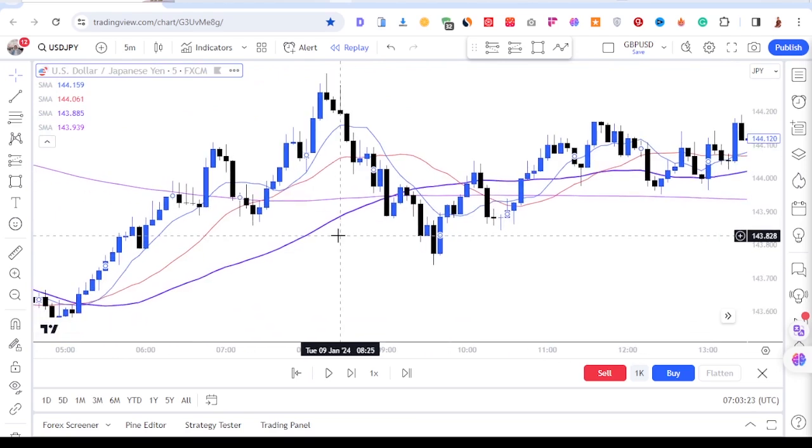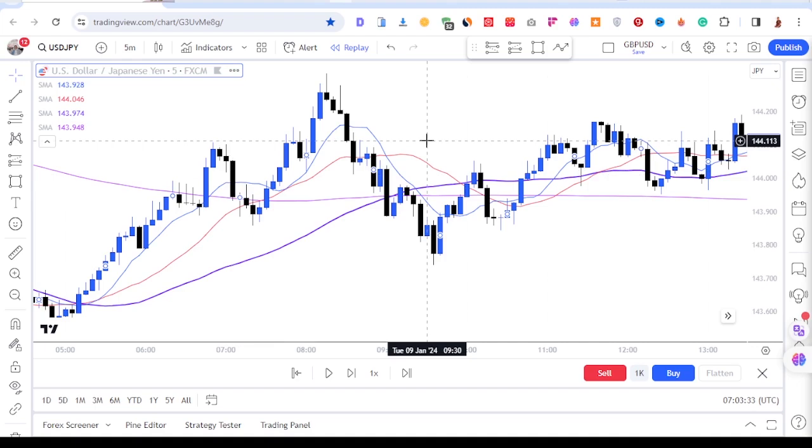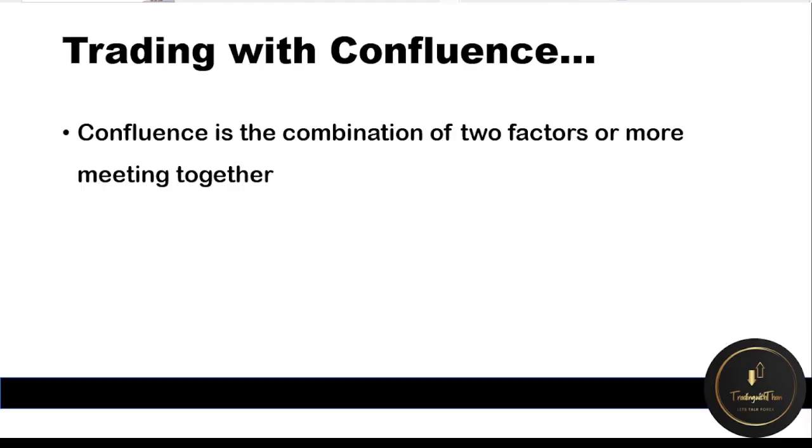So you just need to keep this in mind, but you are not going to place your trades solely because the market has been reacting on the 9 period moving average. You are going to need confluence for that, which is the next thing that I need to talk about right here. So you need to understand this.